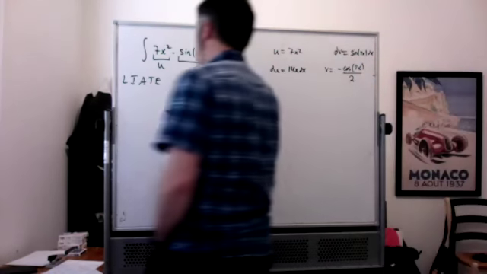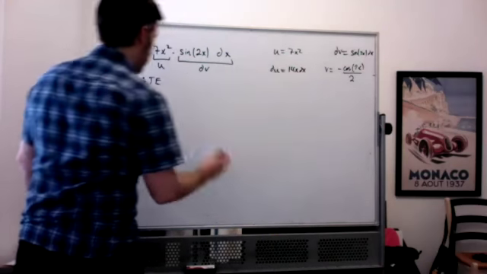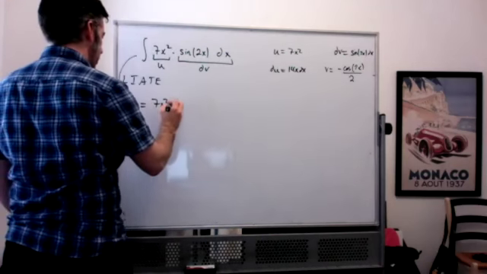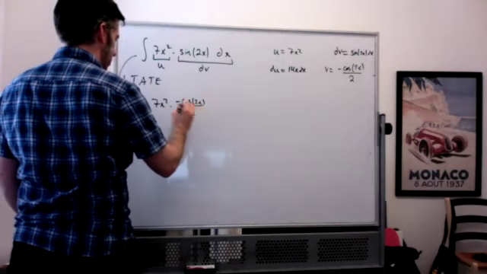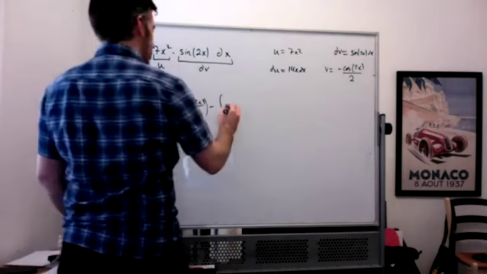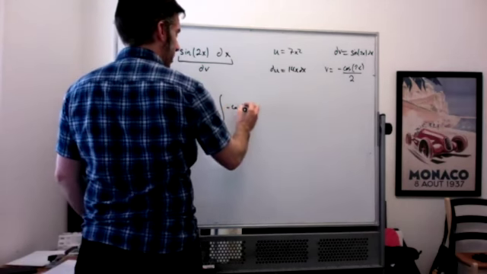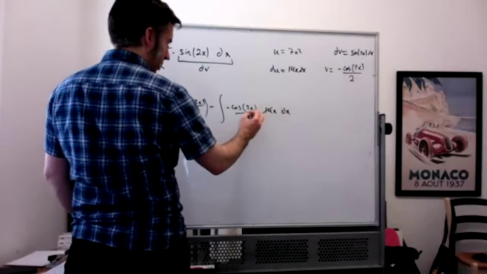So then this integral is equal to u times v, so 7x squared times negative cosine of 2x over 2, minus the integral of v du, so negative cosine of 2x over 2 times 14x dx. And I do think it's worthwhile to cancel a 2 here and a 2 here.